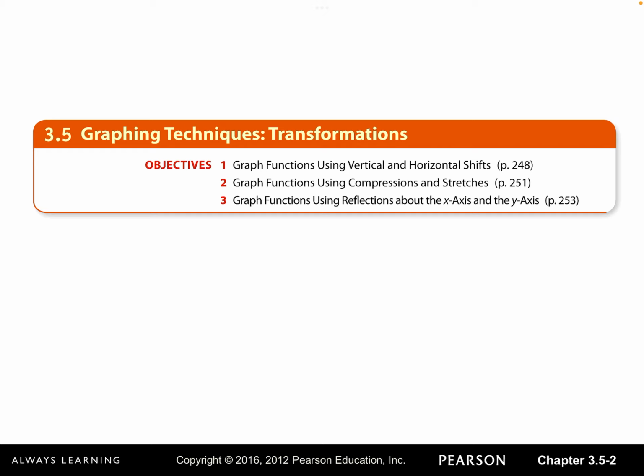So this section is the most difficult section in Chapter 3, because most students find it very difficult to master the graphing techniques, which is the transformation. It just feels so confusing and I don't know what to do.